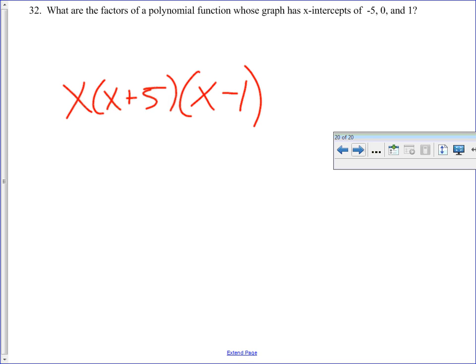And really, the key to this test is understanding the relationship between factors and zeros. If you have any questions, bring them to class, but otherwise, I will see you tomorrow or the next day.